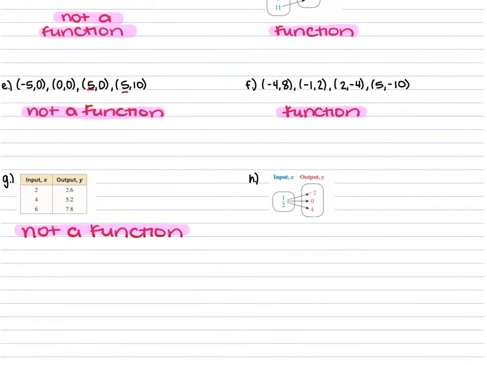And then for H, we have multiple arrows going from that input of 1/2. So because our x repeats 3 different times here, this one is not a function. When I look at this over again, G is a function because your x values do not repeat. So I'm sorry, but this is a function. There we go.